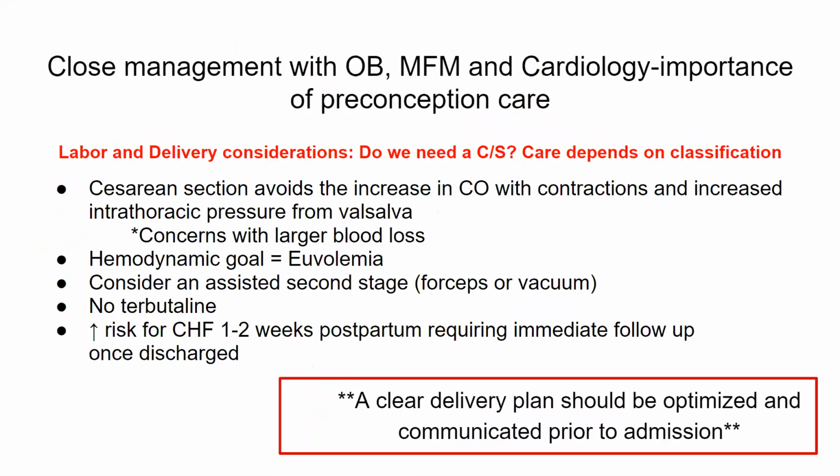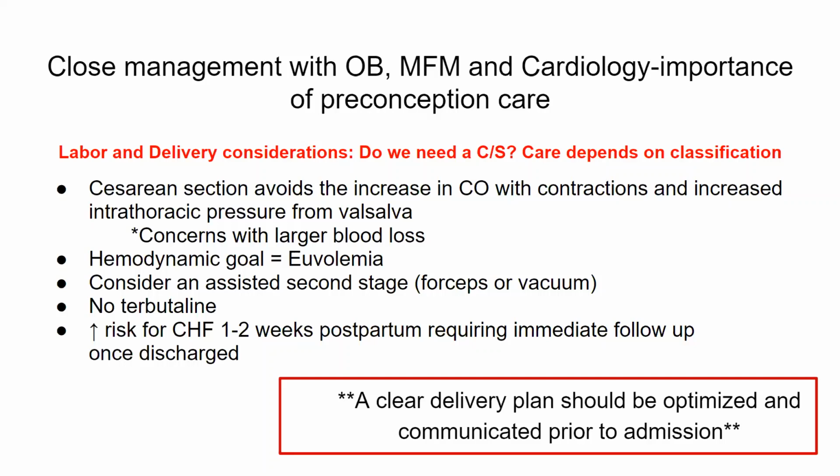So what do we do for these patients? Well, we need a clear delivery plan. It needs to be optimized and communicated prior to admission. Do we need to give them a C-section? Well, that depends on the prior classifications that we just looked at. But what other things do we need to think about when they come in for labor? We know a C-section can avoid the increase in cardiac output with contractions that we saw on that chart. But pushing can increase thoracic pressure from Valsalva, right? Also, a C-section gives us concerns for larger blood loss, which we don't want. We're trying to maintain euvolemia and maintain a hemodynamic goal.